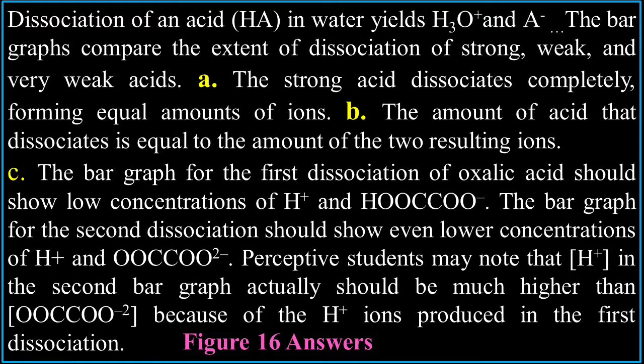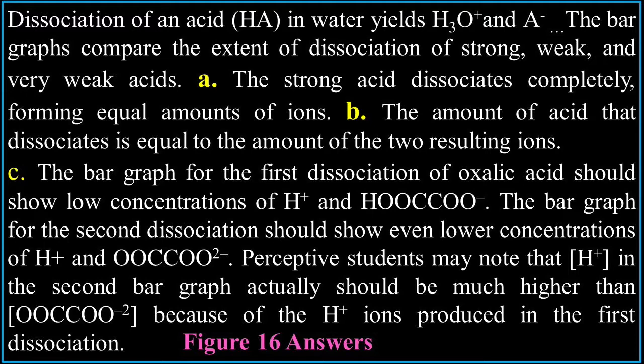B, where it says inferring, in the graph for the weak acid, why is the height of the hydronium bar the same as the distance from the top of the second HA bar to the dotted line? The amount of the acid that dissociates is equal to the amount of the two resulting ions.